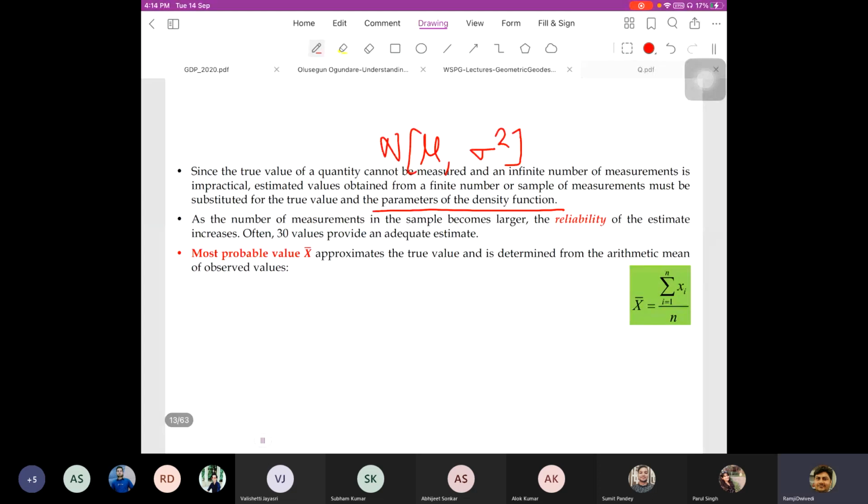That's how you write it, isn't it? You write N, and then within brackets you write mu comma sigma squared. That is, mean and variance are the two parameters for representing a data set in a bell-shaped curve. Any questions?